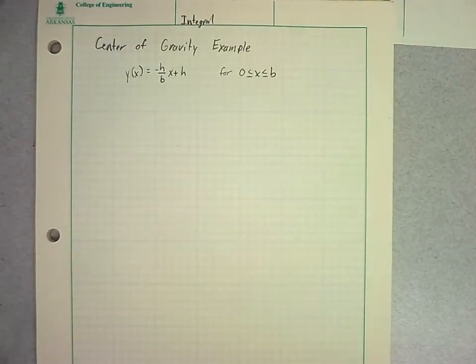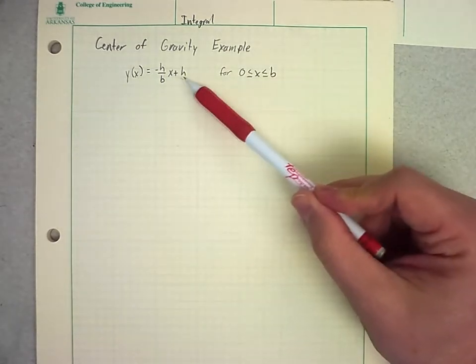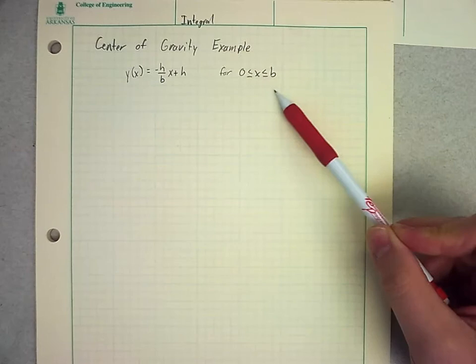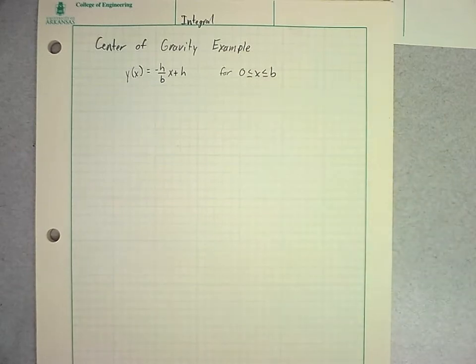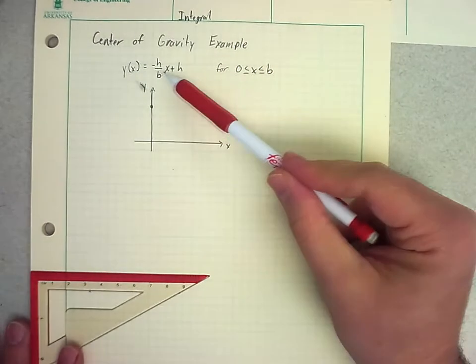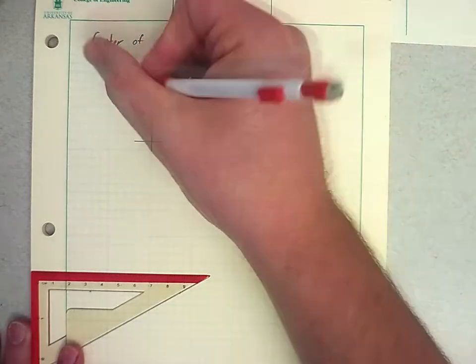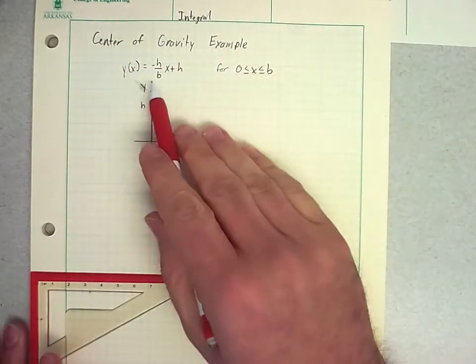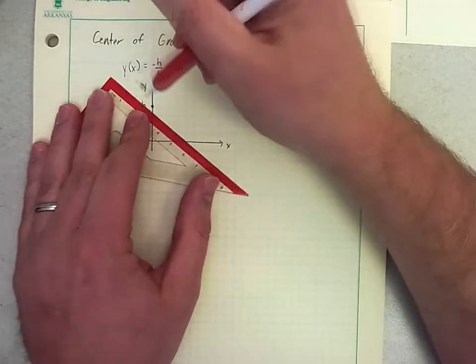Say we're given this function, y of x is negative h over b times x plus h on the interval 0 to b. Well, let's think about what that looks like real quick. So we'll sketch it out. So there's our graph. What do we know about this? Well, we know if we put in 0 for x, it starts here at h. We know it's linear with a negative slope, so it's going to look something like this.